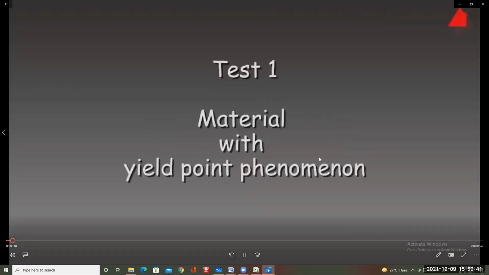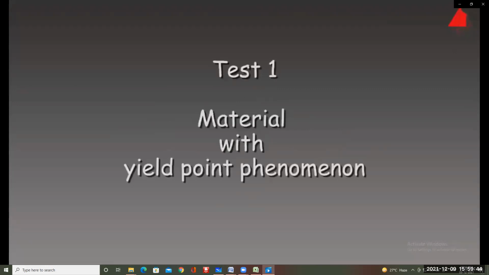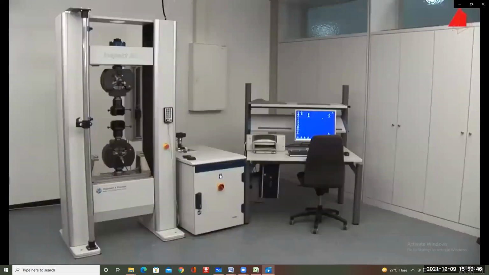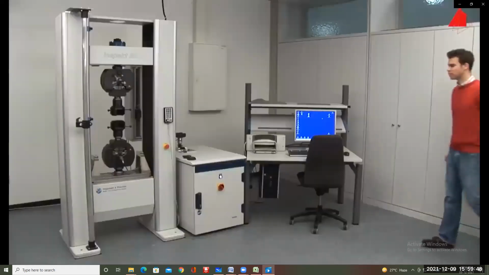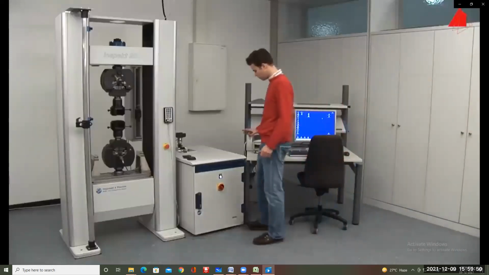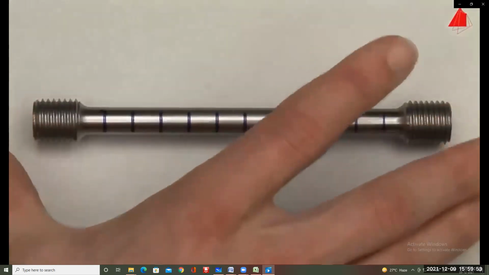The tensile test. First test: material with yield point phenomenon. In the first tensile test, a plain carbon steel with yield point phenomenon is to be tested. This is the test piece.